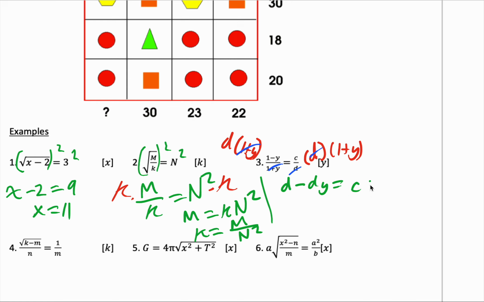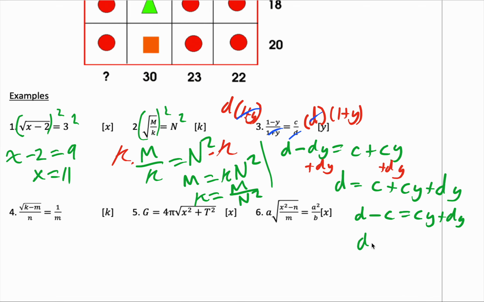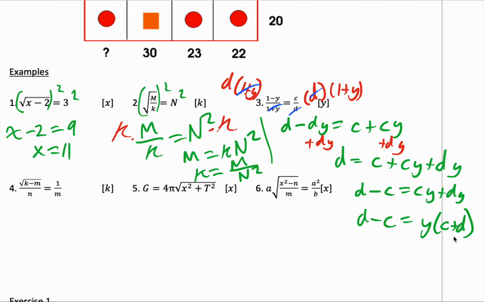equals c plus cy. And to solve for y, we need to get the y's on one side and then factorize. So let's do that. We get d equals c plus cy plus dy. So d minus c equals cy plus dy. And then we factor out the y. Okay, and then we just divide both sides by c plus d. We have y equals d minus c over c plus d.